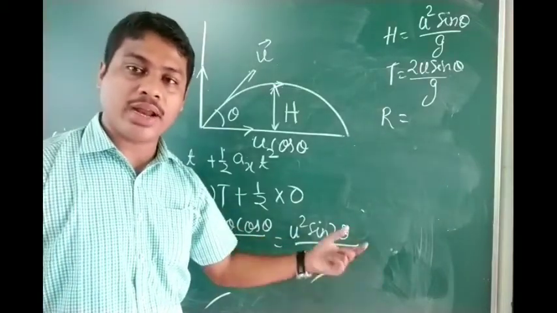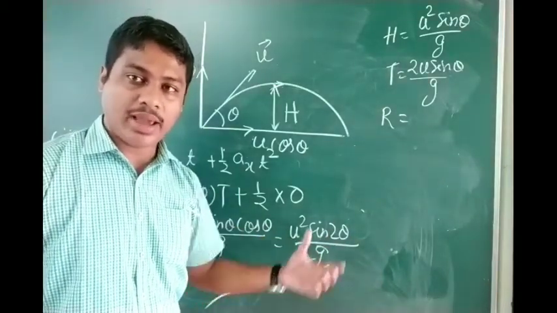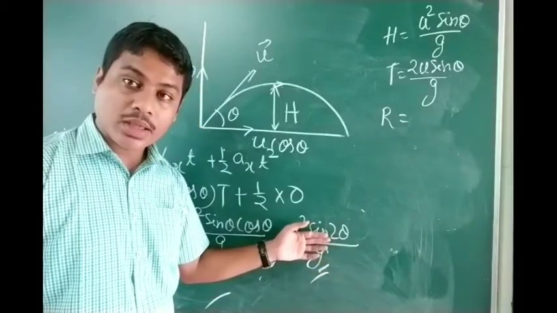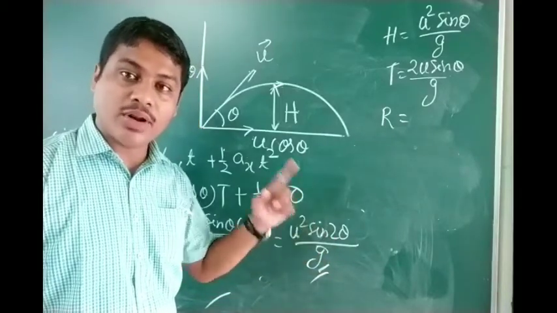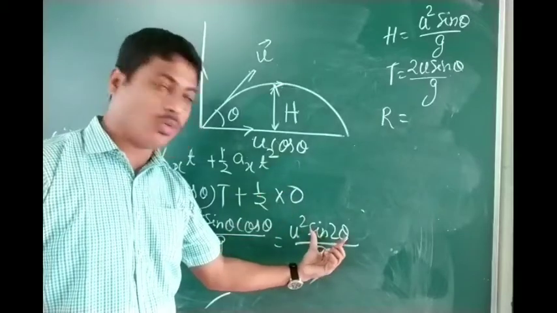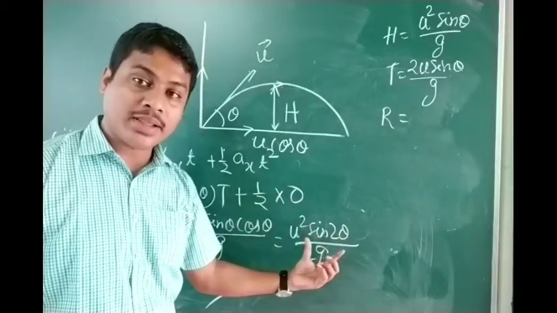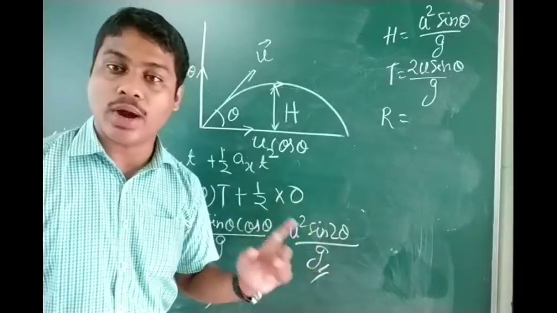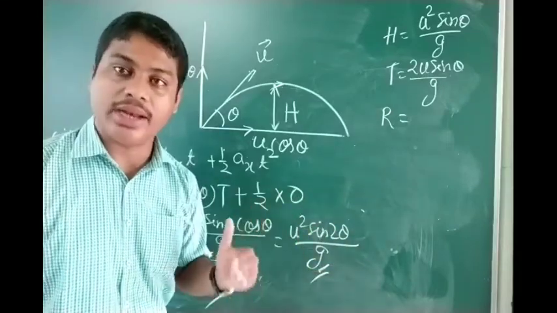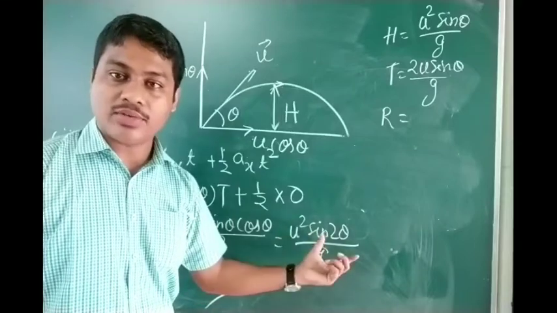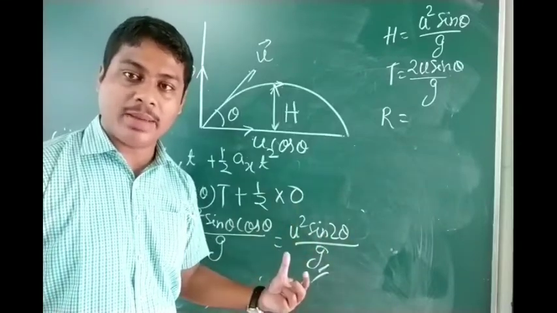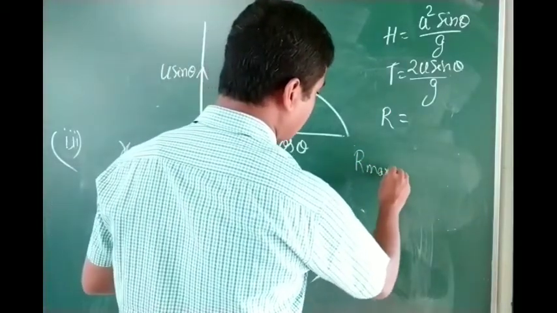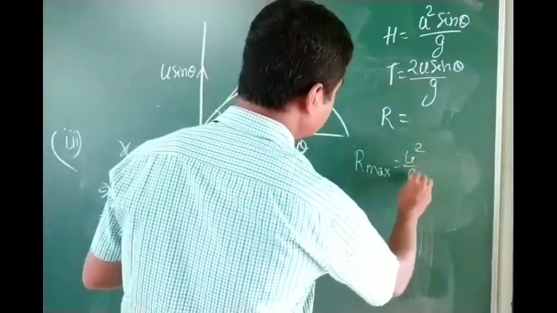Suppose it is given to find out the maximum range. Okay, maximum range, how will you find out? The maximum value of sin twice theta is 1. So this should be equal to 1. So what will be the maximum range then? If this is equal to 1, maximum range will be equal to u square by g. That you write in your copy. If sin twice theta is equal to 1, then the range will be maximum. Then r, you write it this way, r max will be equal to u square by g.